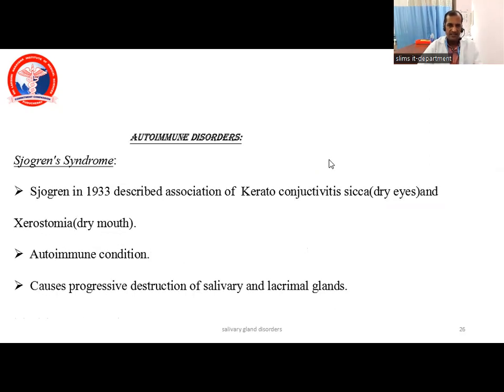And the next part regarding the autoimmune disorders, most commonly Sjogren syndrome, is associated with keratoconjunctivitis sicca, dry eyes and dry mouth. This Sjogren syndrome is an autoimmune condition and causes destruction of the salivary and lacrimal glands.